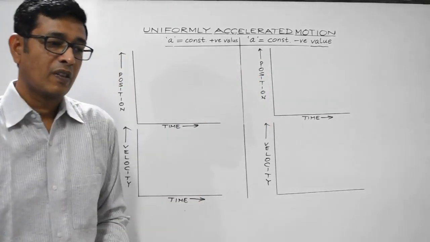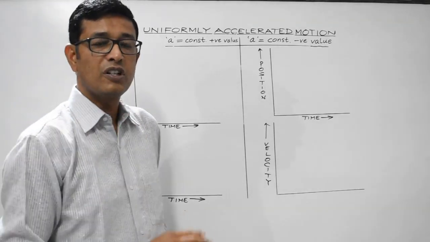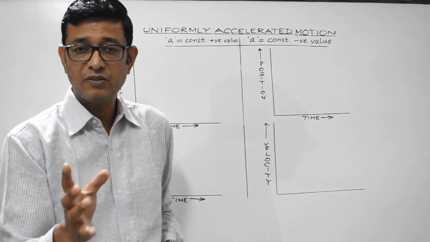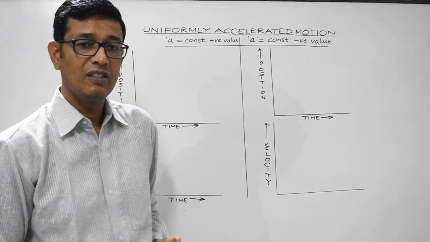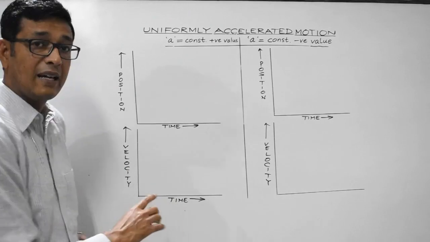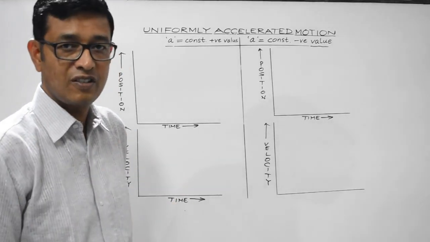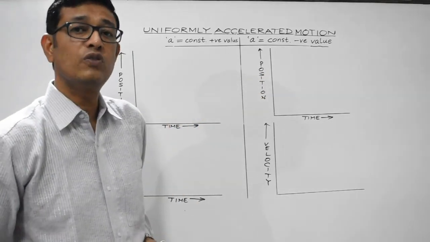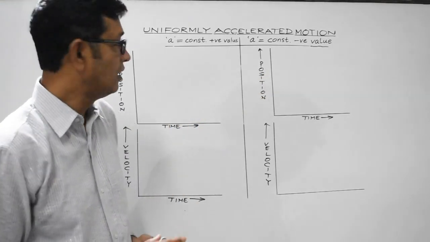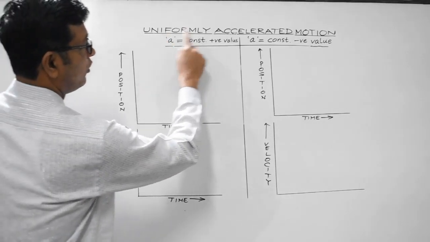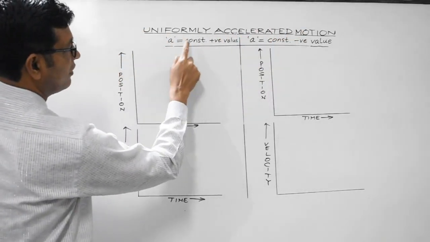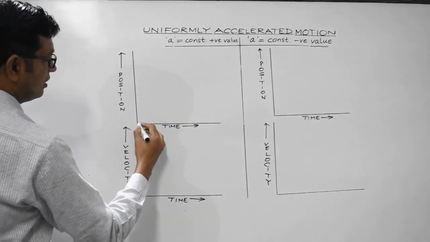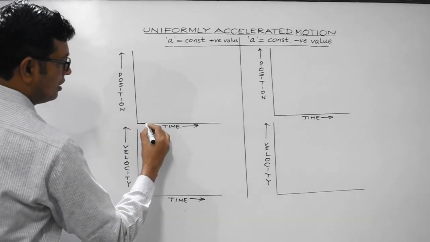Now look, we have discussed the significance of the position time graph as well, right? The slope of the position time graph gives us velocity, isn't it? While the slope of the velocity time graph will give us acceleration, right? We'll come to this topic, but before that we need to discuss the nature of the graph that we should obtain. So in the case of uniformly accelerated motion, when a is having constant positive value, the nature of the graph should be parabolic.